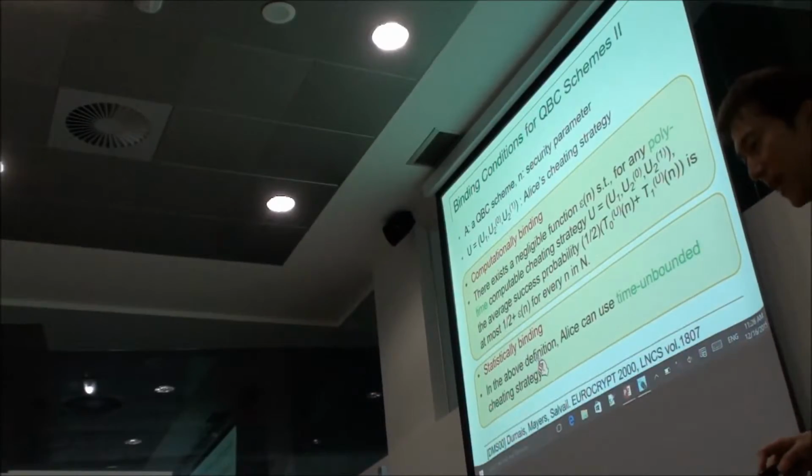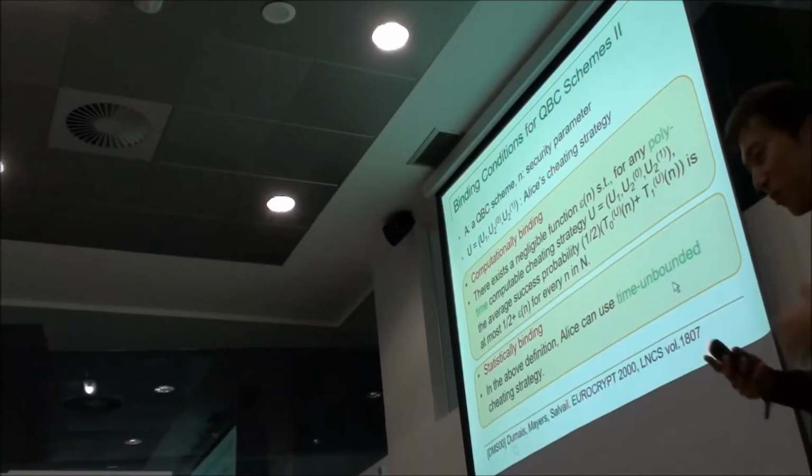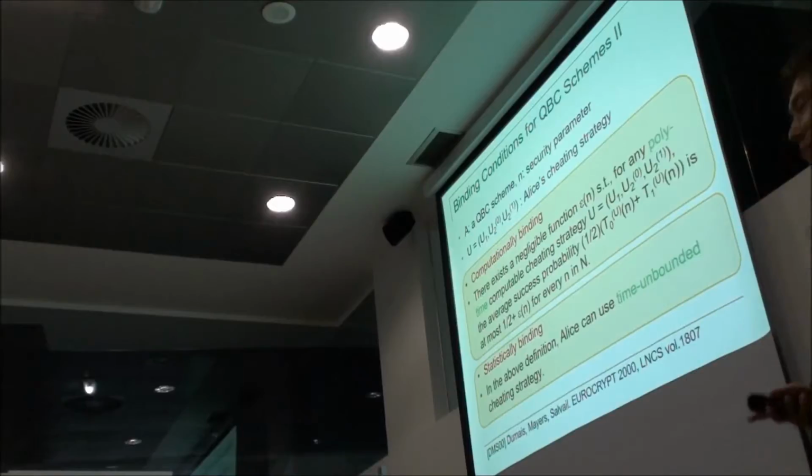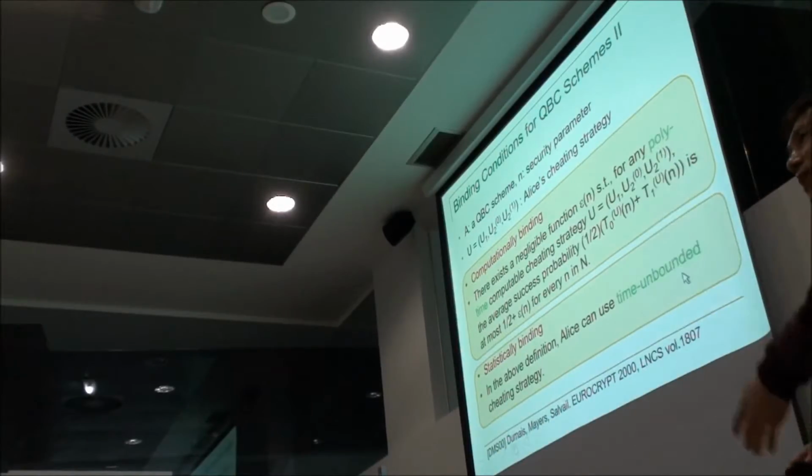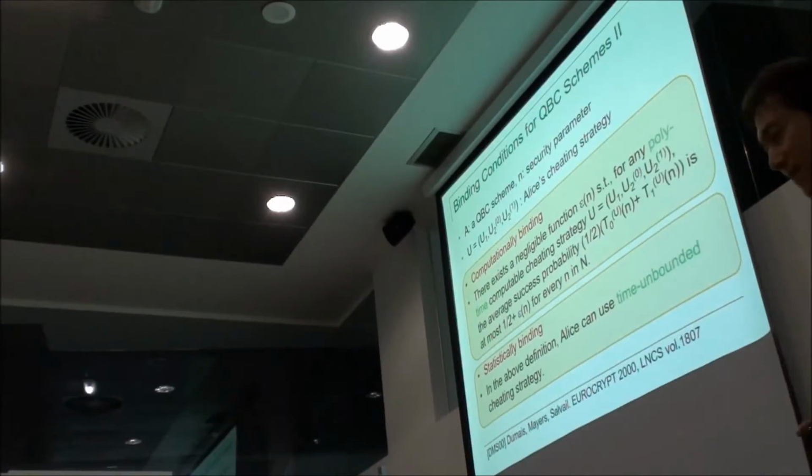In the statistical case, Alice can possibly use unconditionally complex, time-unbounded computation as a cheating strategy, but still she can't cheat Bob. So that's the statistical binding condition.